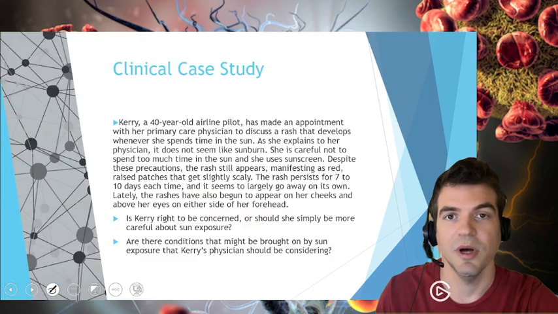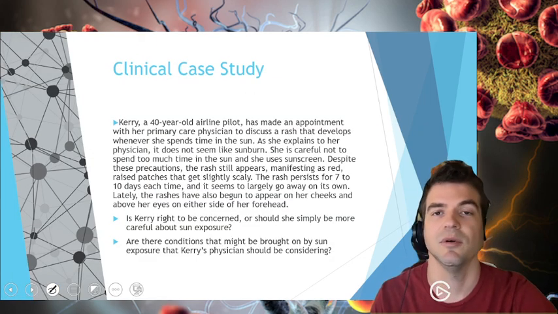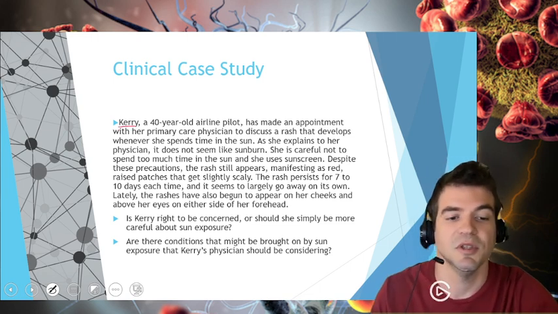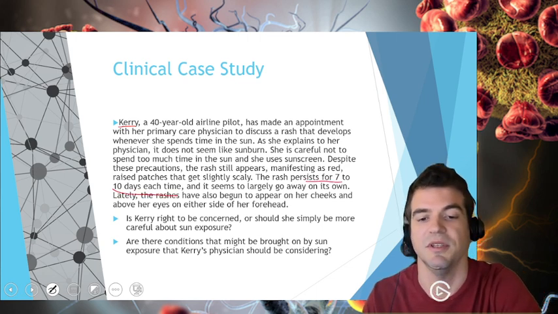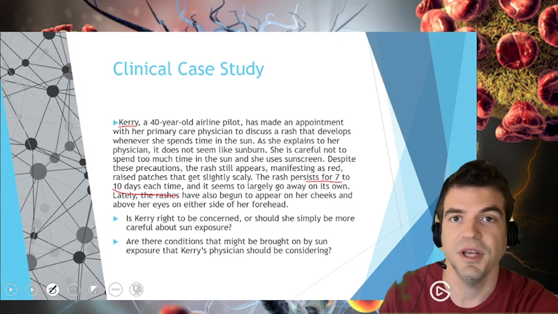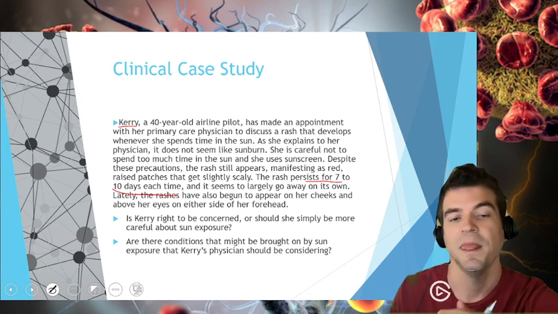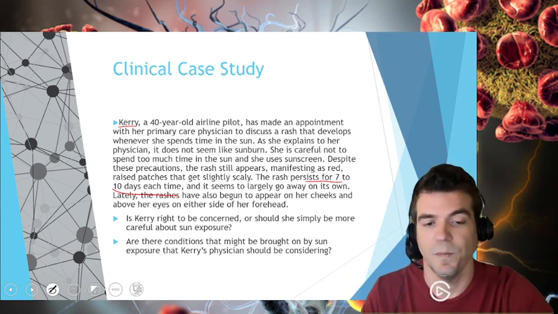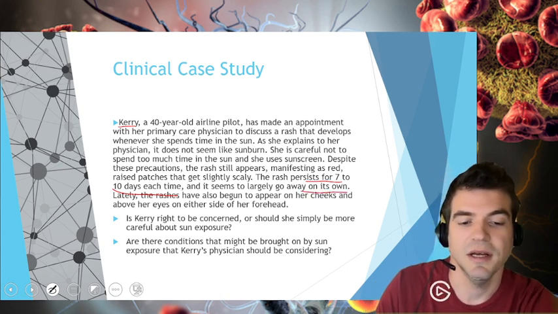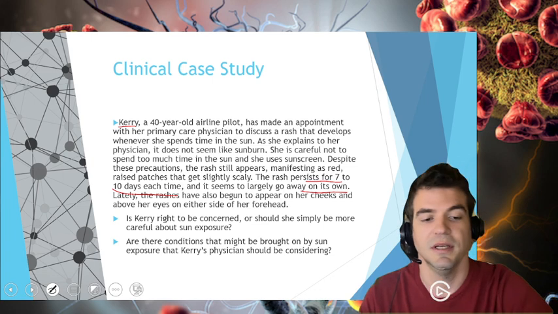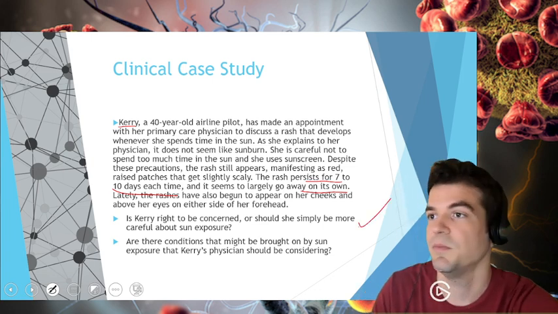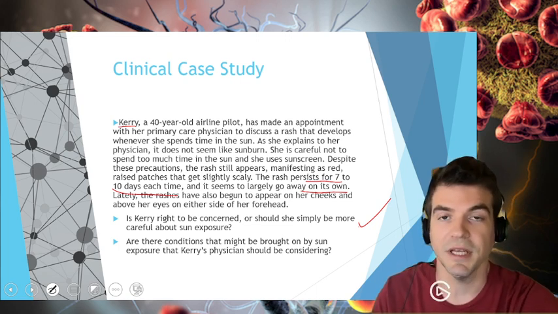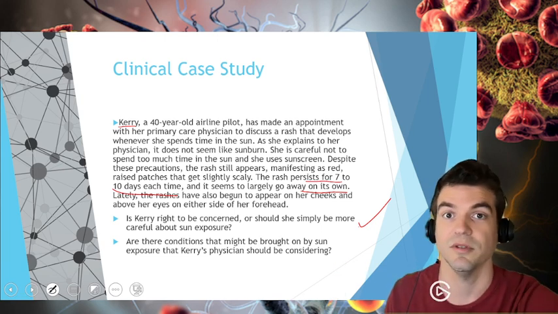All right, let's get into our case study. We have a 40-year-old airline pilot, Carrie. Carrie has developed a rash that comes and goes, and when it comes, it persists for 7 to 10 days at a time. She uses sunscreen. Remember, she's a pilot, so she's going to get a lot of sun. It largely goes away on its own, but she seems to be more concerned. Is she right, or should she just be more careful about sun exposure? Who's to say? But it's enough to get the person into the hospital, so better order some tests.